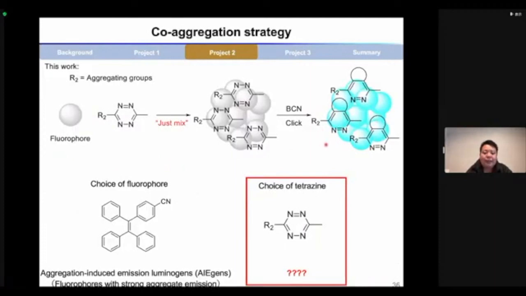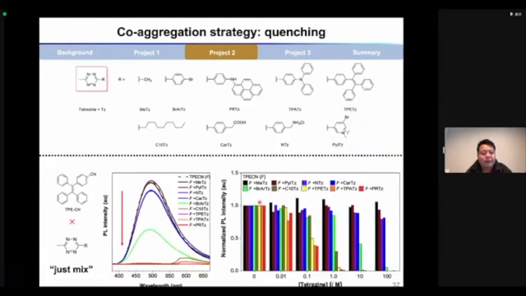So in order to achieve this strategy, there are actually so many things to consider. First, I need to consider what kind of fluorophore I'm going to use. This point is very easy. We just need to use aggregation-induced emission luminogens, AI agents, because eventually we need aggregate emission after the quick reaction. And second, we need to consider what kind of tetragen molecules are required to form the co-aggregate and show a good through space quenching result and good turn-on emission as well. We have no idea, so we decided to synthesize a series of tetragen molecules and check their quenching behavior first.